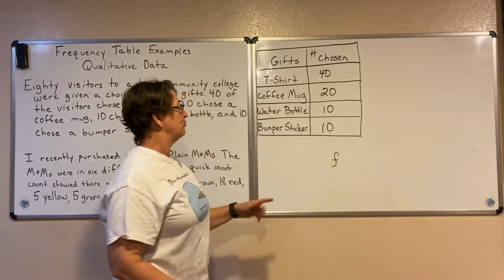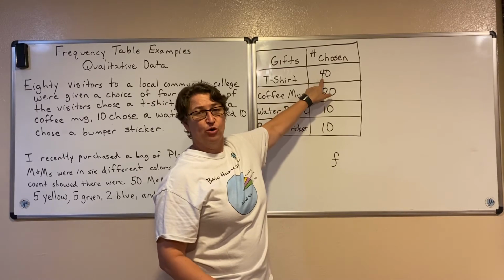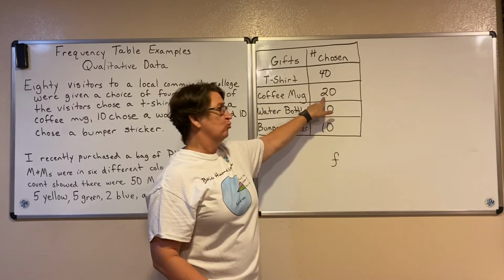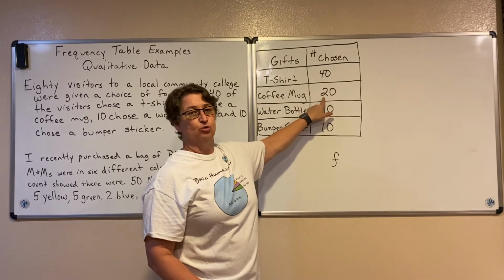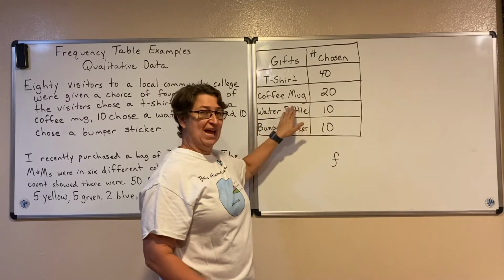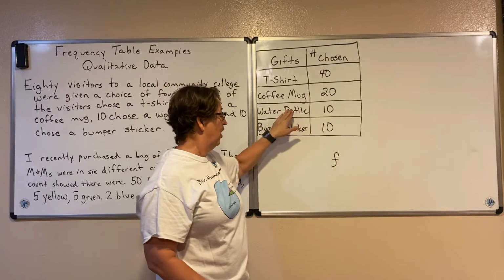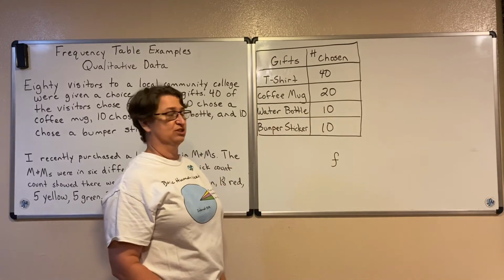So what this represents is the word t-shirt written down 40 times. This 20 represents the word coffee mug written down 20 times. This 10 is 10 people who've taken water bottles. That's 10 water bottles. And this 10 represents those 10 bumper stickers.